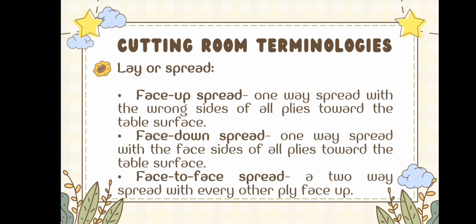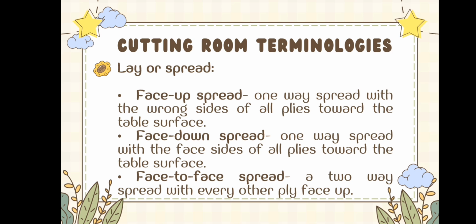So next, we have lay or spread. So lay or spread has 3 types. The face up spread is a one-way spread with the wrong sides of all plies toward the table surface. So I'll be showing a picture later. The next, face down spread, is a one-way spread with the face sides of all plies toward the table surface. The next is face-to-face spread, a two-way spread with every other ply face up.